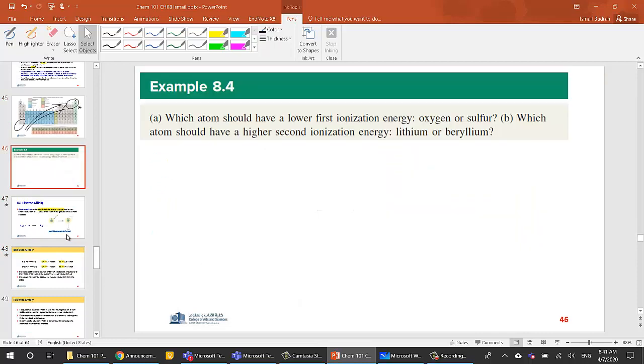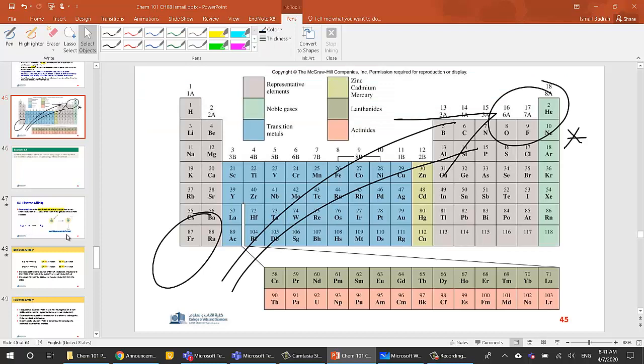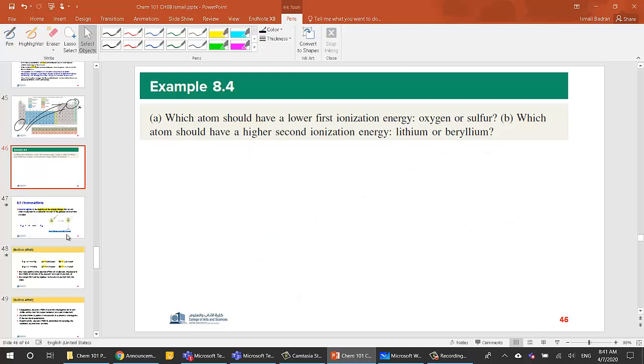Now, let's solve this question, and by that we're going to finish this lecture. Which atom should have a lower first ionization energy, oxygen or sulfur? And which atom should have a higher second ionization energy, lithium or beryllium? First of all, let's talk about the first one, oxygen or sulfur. Oxygen and sulfur are in the same group, and the question is about the first ionization energy. So, lower first ionization energy.